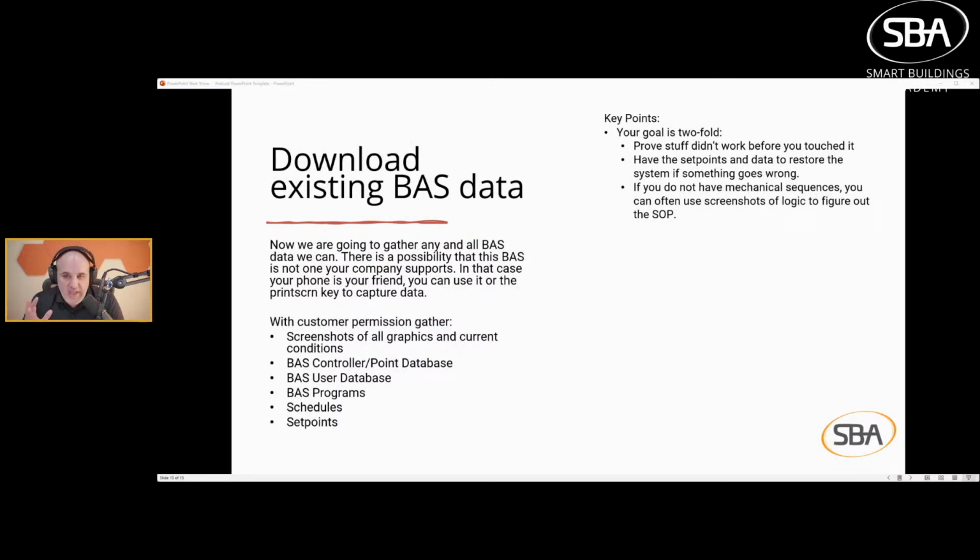We're almost there, folks. So now download existing BAS data. I like to do this after I've done the site verification because now I can say, all right, I'm at the BAS. I've built out this potential points list, and yet these points are not in the BAS. Why? If I go download BAS data and then I go out into the field, in my experience, no matter how organized I tried to be, I would miss stuff.